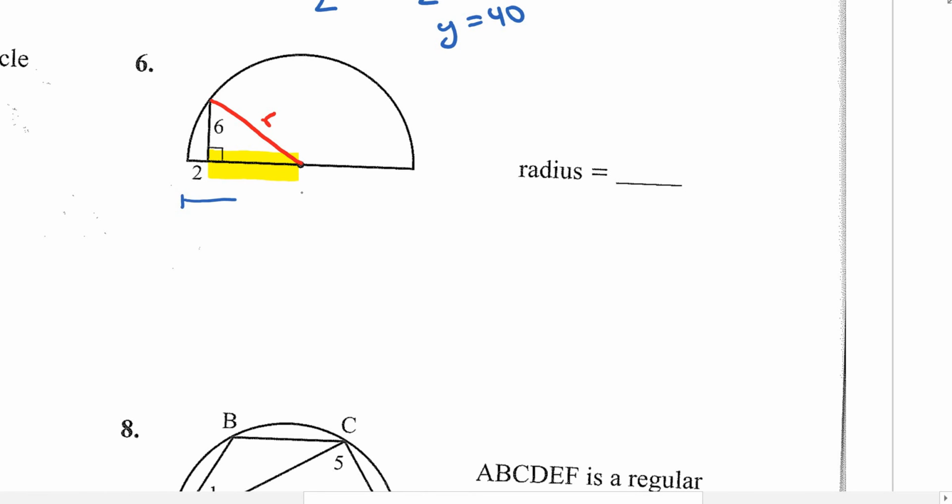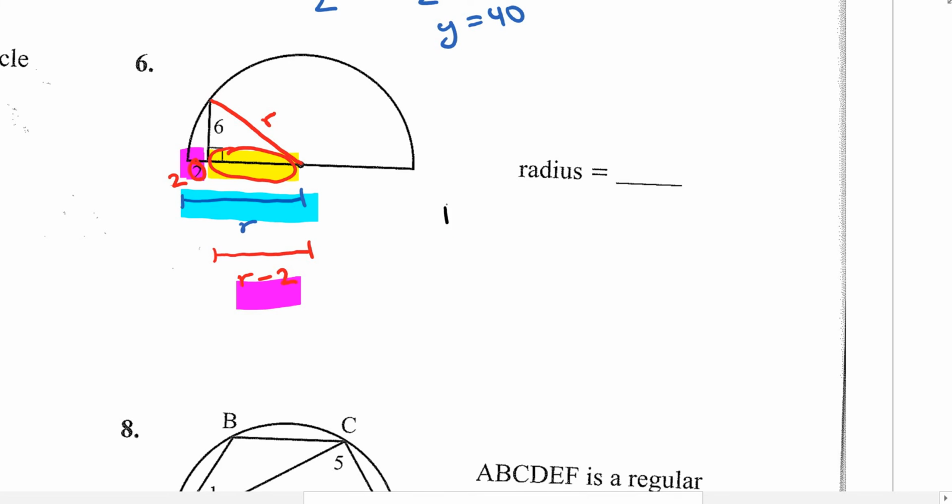Well, I know this entire distance here is the radius, and I know that this distance here is just 2. So that means that this distance right here is going to be r minus 2. Okay, so that will give you the yellow distance right there. That yellow distance there is r minus 2. And hopefully that makes sense, because you take this whole length and you just subtract that purple length, and then you should get the yellow length, which is r minus 2.